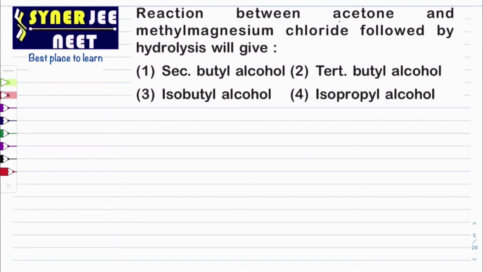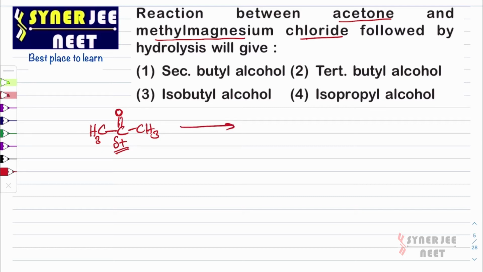Reaction between acetone and methyl magnesium chloride followed by hydrolysis will give what? See, first let's see what is acetone. Acetone is this: CH3 on one side, the other side also CH3. Now here there is a partial double bond character, and a partial positive charge will be there on the carbonyl carbon because the more electronegative oxygen is attached to it. So this is the partial positive carbon.